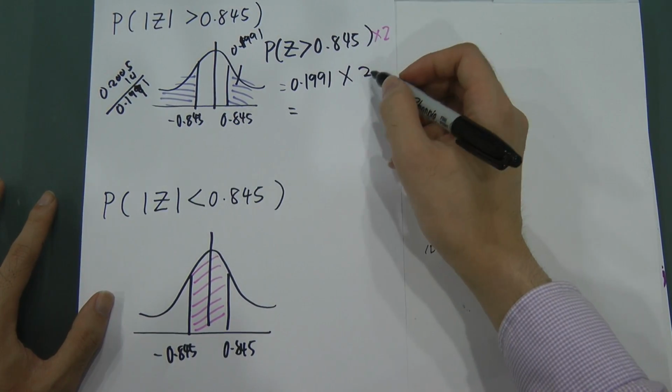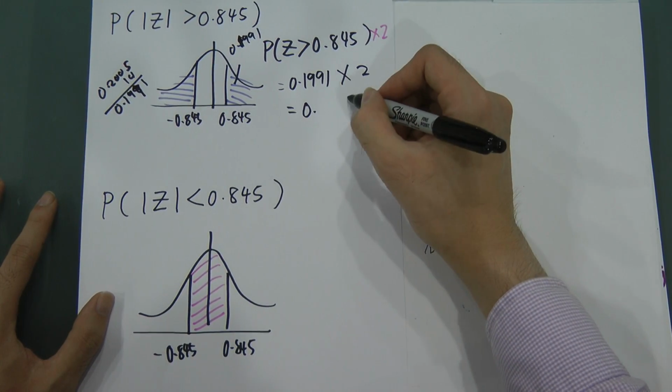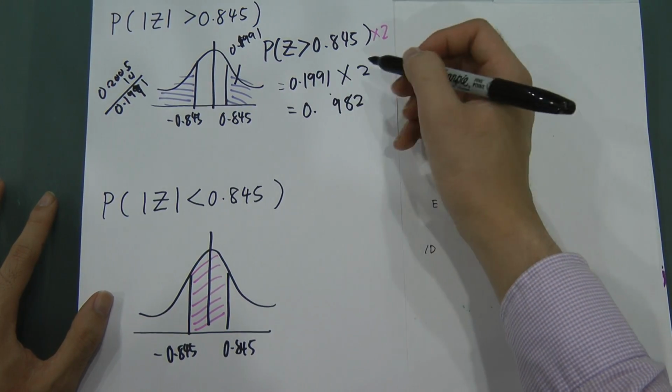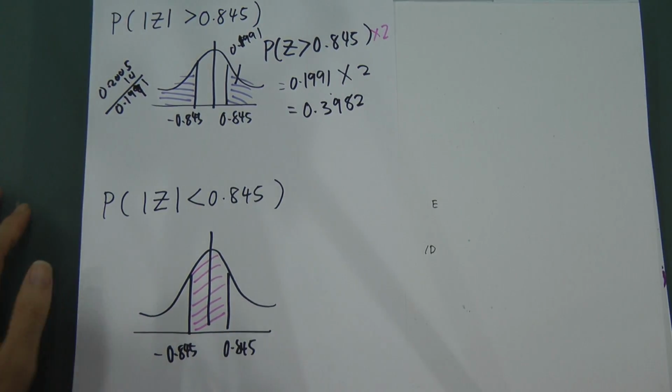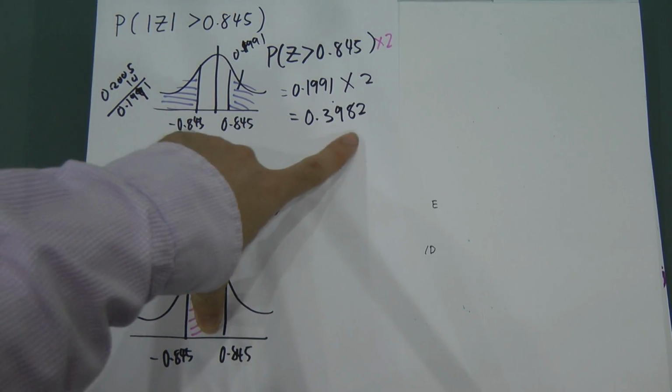We multiply by 2, we just press the calculator, and we can get 0.3982. Therefore, this is the answer you will get.